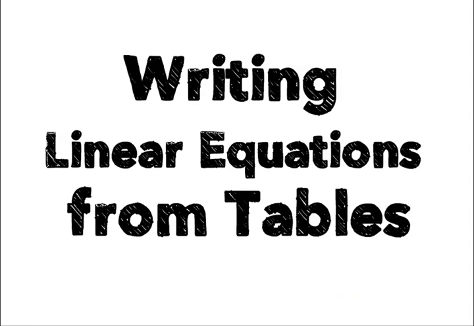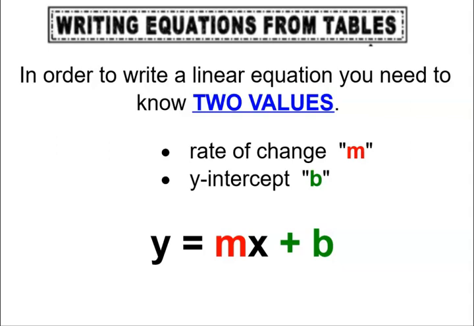In this tutorial, you'll learn how to write linear equations from a table. So the most important thing to know is that in order to write a linear equation in slope-intercept form, y equals mx plus b, you need to know two values. One is the rate of change, or the slope value, and the other is the y-intercept.